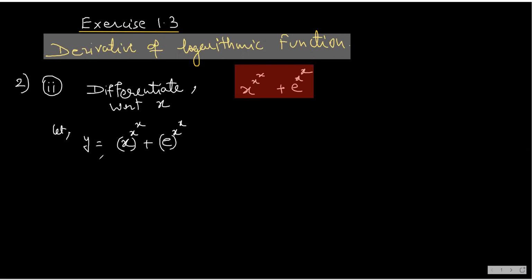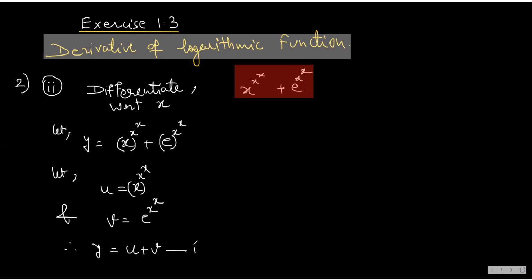So y equals x raised to x raised to x plus e raised to x raised to x. What is the method here? I take the first one as u equals x raised to x raised to x, and v equals e raised to x raised to x. So what will happen? I will get y equals u plus v. This is my equation number 1.